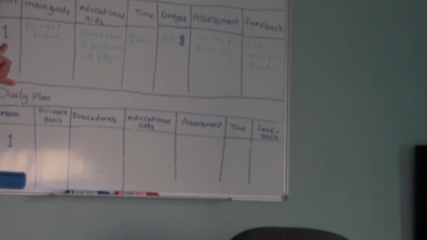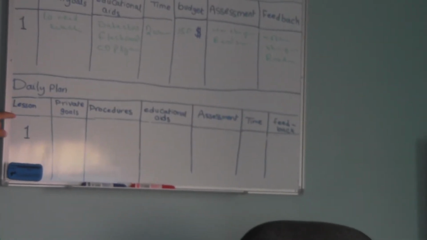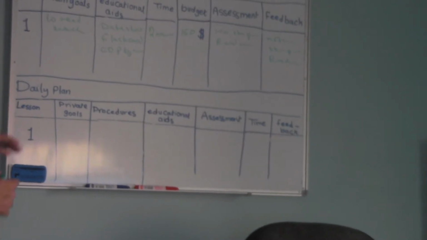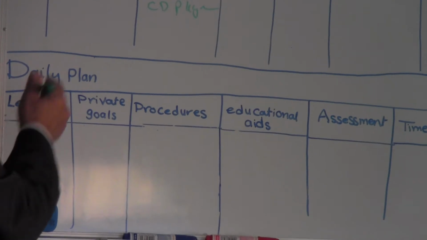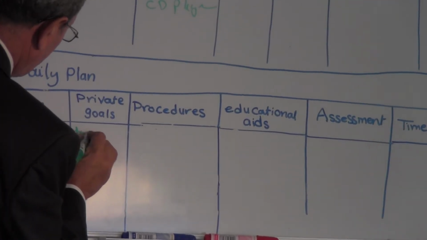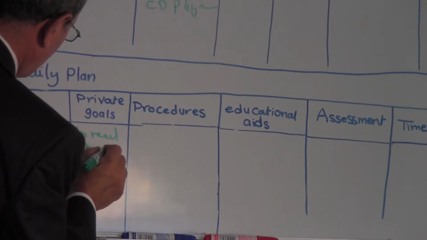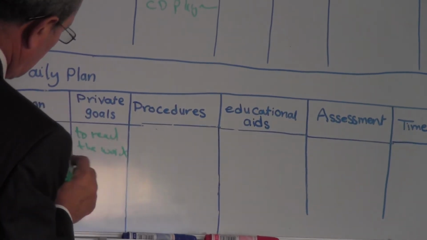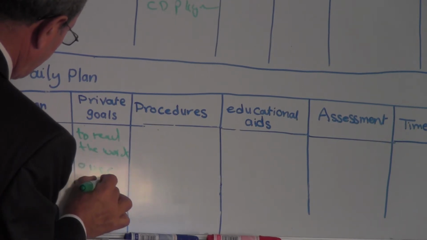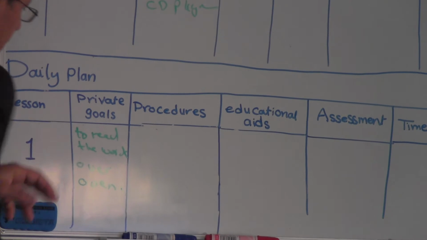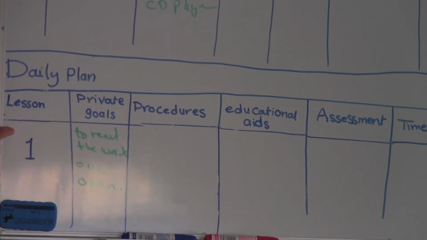Now in the daily planning, here we wrote unit. Here we wrote lesson. This is lesson 1. The private goals: to read the words over, often. This is the private goals for this lesson.